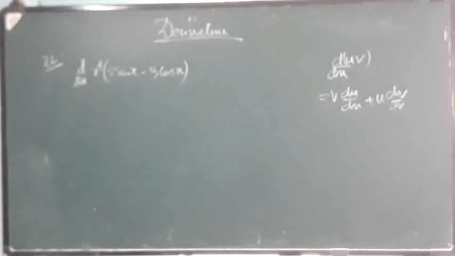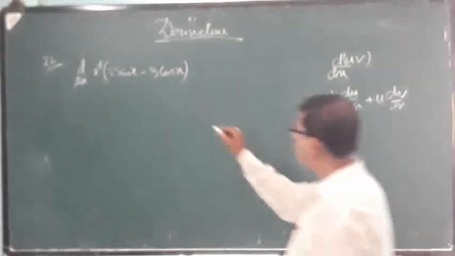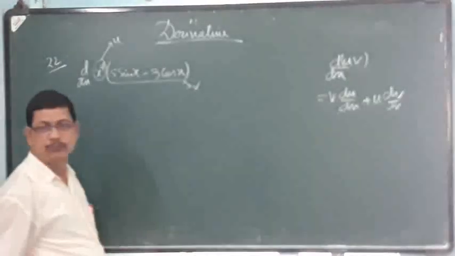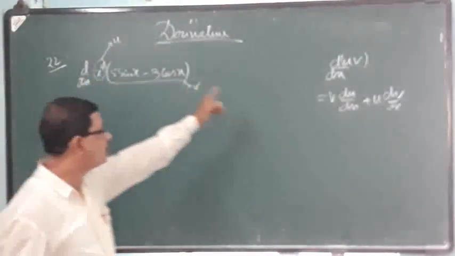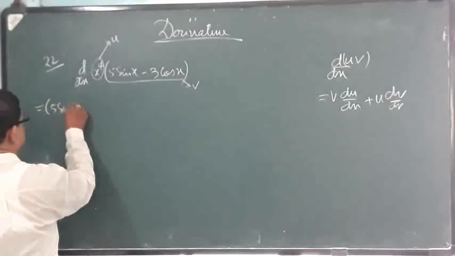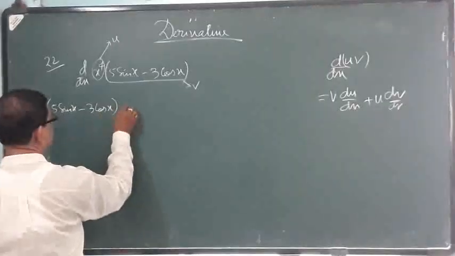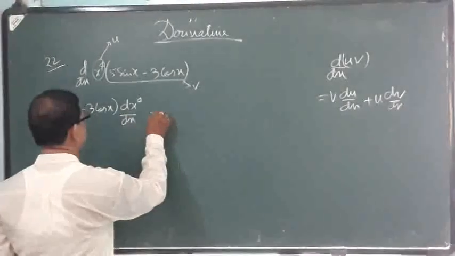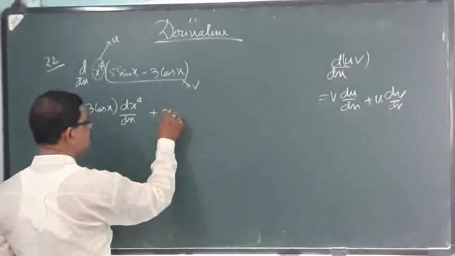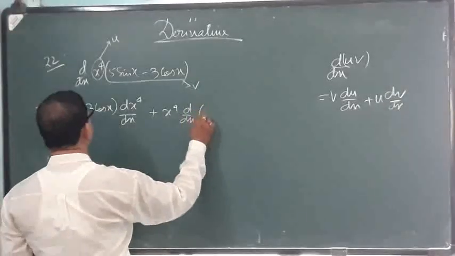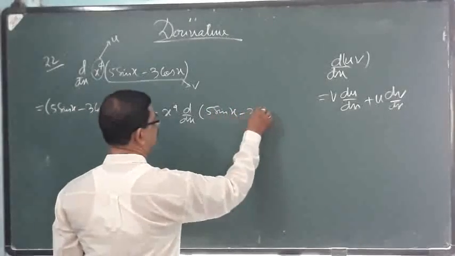So here I will take this one as u, and this one I will take as v. If we consider this one as u and that one as v, then according to this formula: (5 sin x minus 3 cos x) times the differentiation of x to the power 4 with respect to x, plus u, that is x to the power 4, times d/dx of (5 sin x minus 3 cos x).